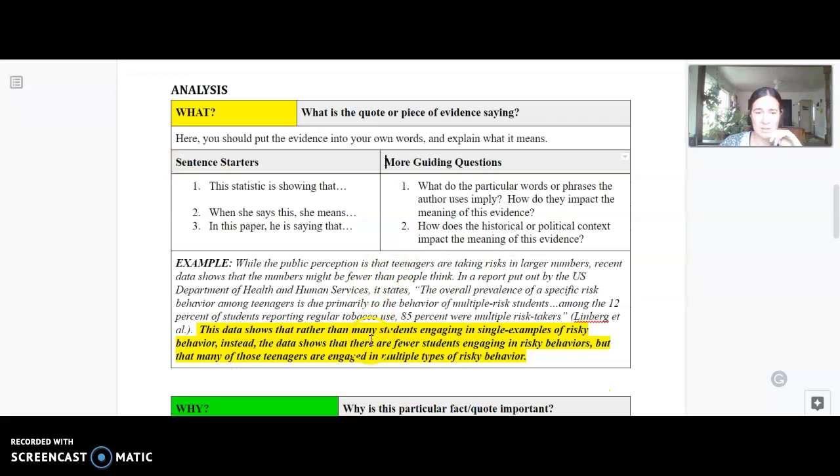So let's look at what that looks like in the paragraph, right? We'll see so far we have our topic sentence, then our evidence. Now is our first piece of analysis. This data shows that rather than many students engaging in single examples of risky behavior, instead, there are fewer students engaging in risky behaviors, but that many of those teenagers are engaged in multiple types of risky behavior. It is really important as the reader to have things very clearly outlined for you.